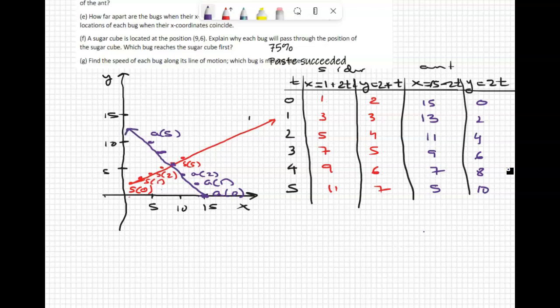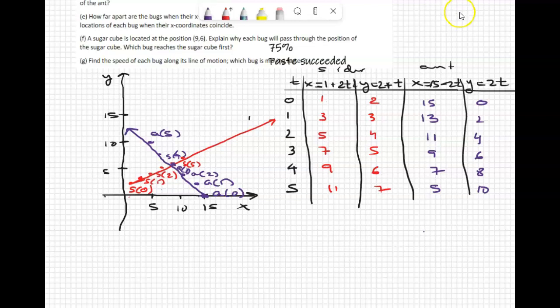Okay, so you can see that each other's paths are crossing, but they're not getting to the crossing point at the same time, right? So this is S at 4, so the spider gets there at 4 minutes, and the ant gets there at 3 minutes. So the ant gets there before the spider does, so they're not there at the same time.